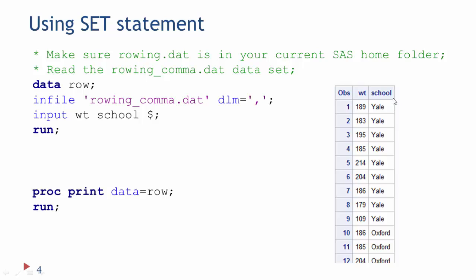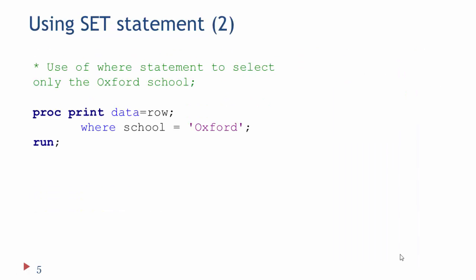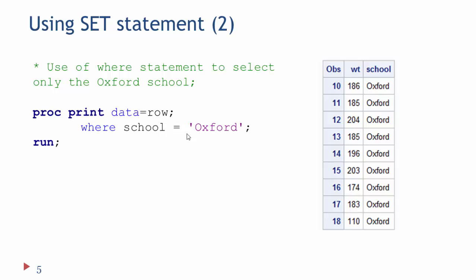So here I have only displayed the first 12 observations because of space limitations. Now we want to use the where statement to select only the Oxford school. So we have our dataset, which is row, and we're going to print from this data where school is equal to Oxford. Note that we have to put the Oxford string within quotation marks, single or double quotation, both work. And once we run this, we get these observations.